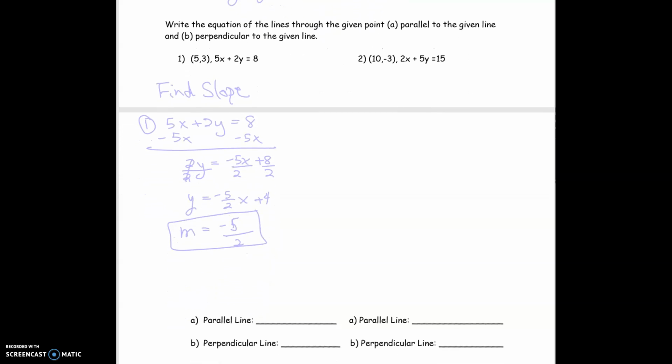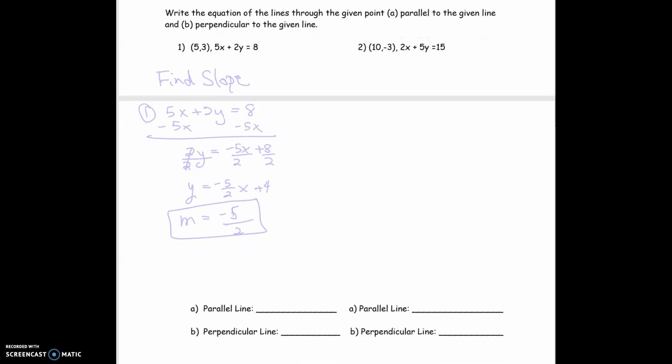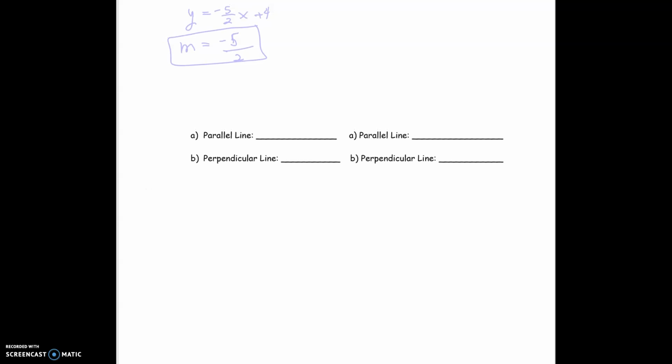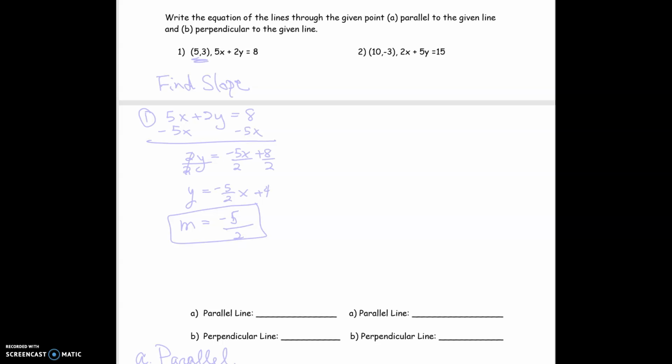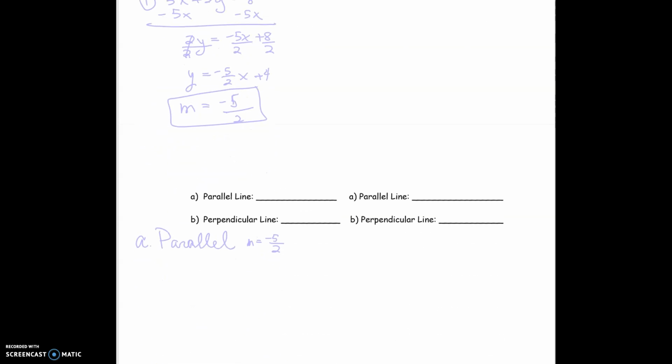Now, I'm running out of room here. I need you to find me a parallel and a perpendicular. I'm going to start with this, and this is going to be my A part, and this is parallel. For parallel, I'm going to take the point that's given to me and the slope. A parallel slope is exactly the same. And then the point is 5 and 3.